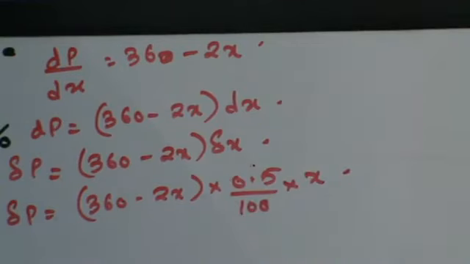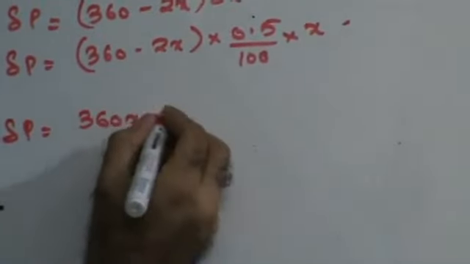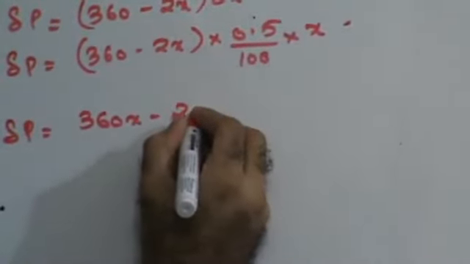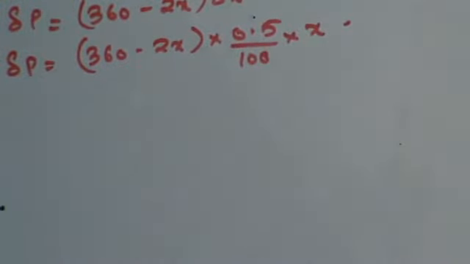Fine, do we get this? In that case you will get this as delta p. If I take x inside, this will give me 360x minus, let's leave that as it is. Next, they've asked you to find the consequent error in the calculation of profit.